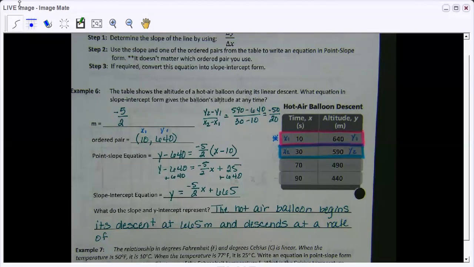Okay. There's a lot going on in this problem. We know that we need slope. We know we need a point. But the question is, how are we going to find slope and the point?